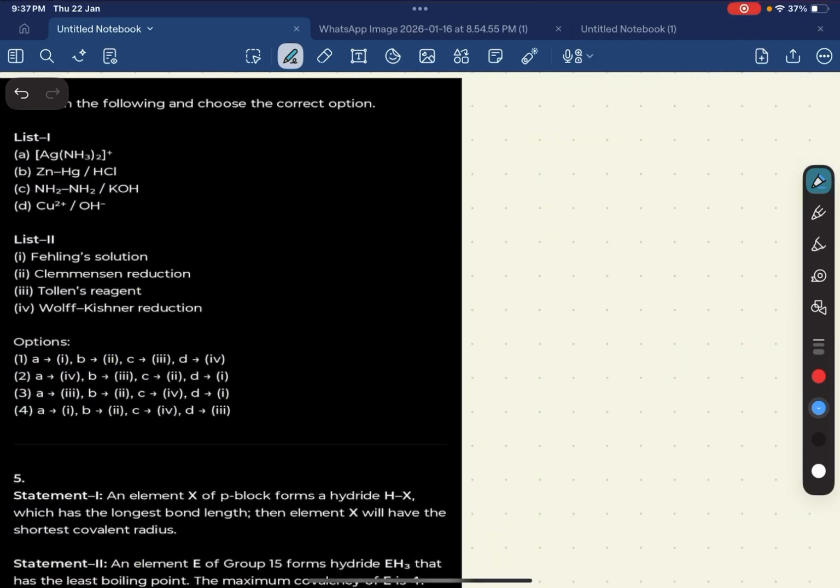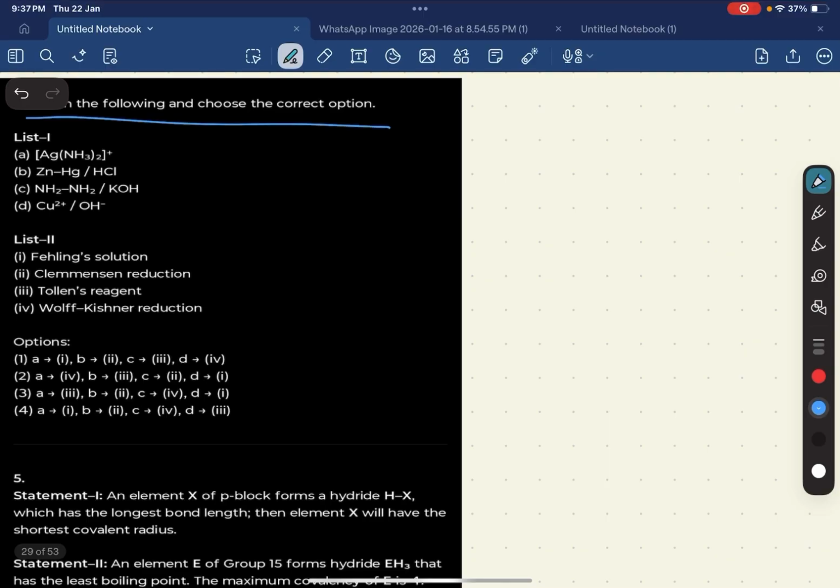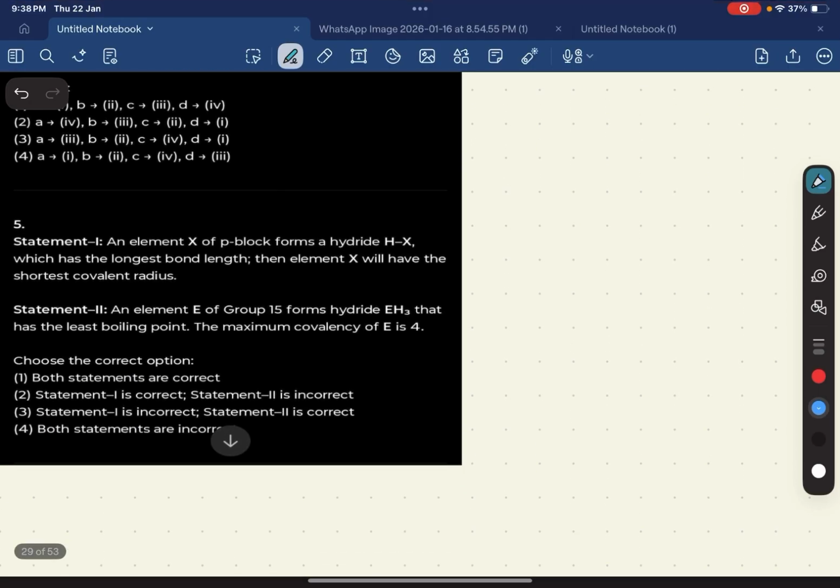Coming to next. Which of the following, choose the correct answer? Ag(NH3)2+, this is Tollens' reagent, right? It is used to distinguish aldehydes and ketones, and there are many uses for that. And zinc amalgam is used as the Clemmensen reducing agent, and this one is Wolff-Kishner reduction. This is Clemmensen reduction, this is Wolff-Kishner reduction, and this will be Fehling's solution. So accordingly you can identify the answer.